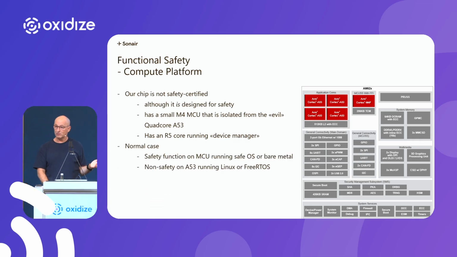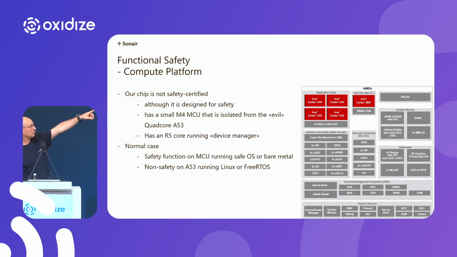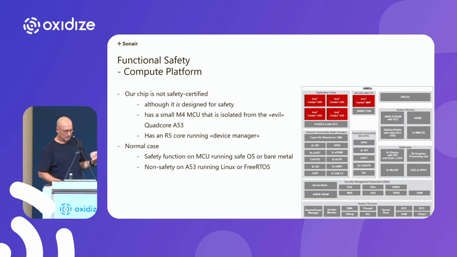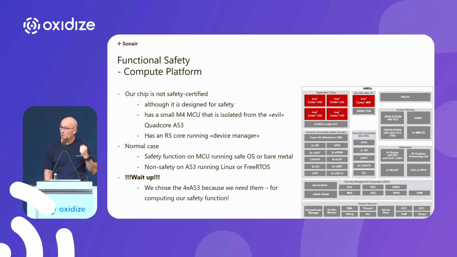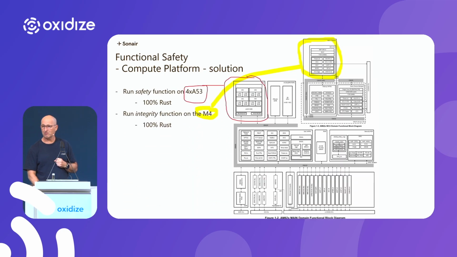So the normal case for this kind of chip, and this is an automotive chip, right? So you guys in automotive have seen similar things. But the normal case is you have your safety function in the M4 or in a lockstep R5 thingy. And then you have your entertainment system or something running on the A53s. Of course, we chose the A53s because that's where we need our safety function. So what we do is we run the safety function on the A53s, 100% Rust. Then we run the integrity function on the M4.